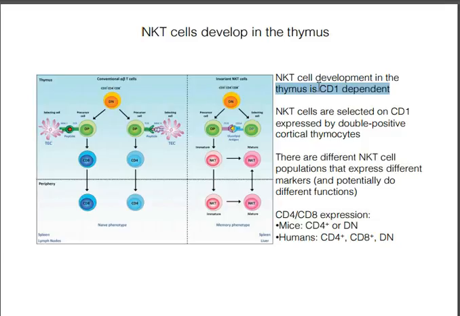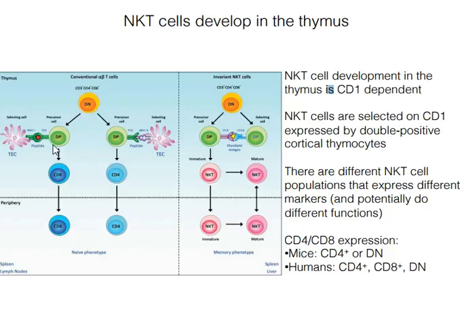And this is why mice without CD1D don't have NKT cells either, because they don't develop, because they need CD1 to develop. So for NKT cells to develop, they need CD1 and lipid presentation. They are CD1 dependent. So once they're mature, they will leave the thymus and go to the periphery.